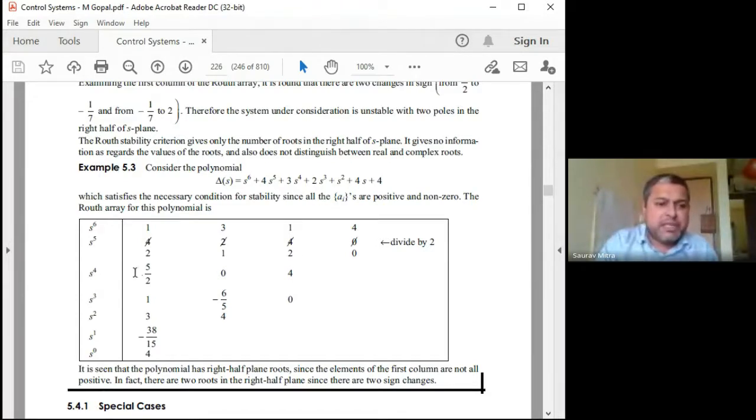So let's find what is the s is to 4. This is 2 into 3, that is 6, minus 1 into 1, that is 5, divided by 2. So this is 5 by 2. Next is 2 into 1 minus 1 into 2, divided by 2, so that is going to be 0. Next is 2 into 4, that is 8, minus 0, divided by 2. So that is going to be 4.